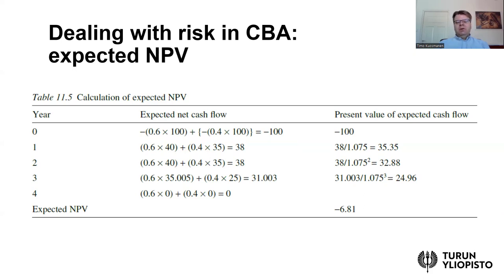Notice that in year zero, when the investment is done, we typically know fairly surely what the cost of investment is. Of course, there might also be some uncertainty about the investment cost in some big projects, but here in this example, the investment of 100 euros occurs for certain, so this initial cost doesn't really change. But the expected value of the future benefits is somewhat smaller when there is some risk of how big these benefits might be.